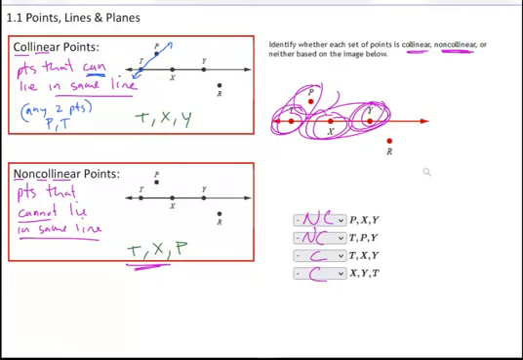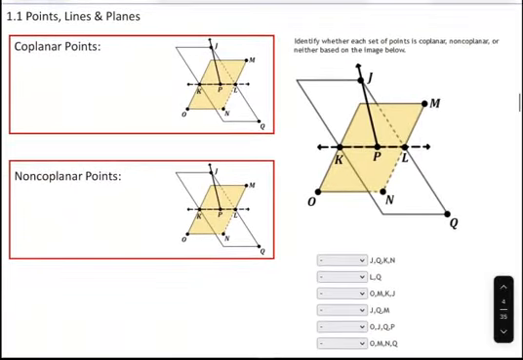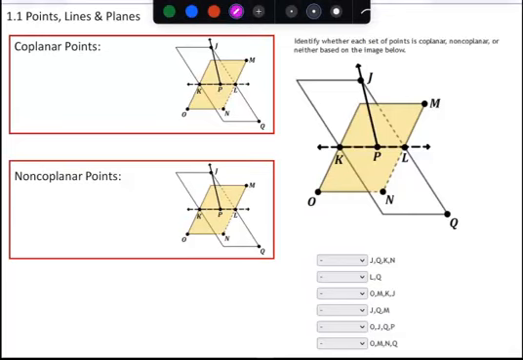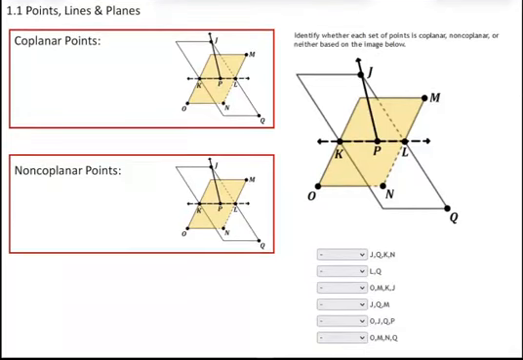Okay, so non-collinear and collinear basically relate the elements of points. This next relationship or set of relationships is going to relate multiple types of elements. So you can have coplanar lines, you can have non-coplanar lines, rays, any portion of a line, segments. And so all of the different elements that we have can be coplanar or non-coplanar. And again, embedded in the word is the definition. Okay? So co means together or with. The word plane is embedded in that.